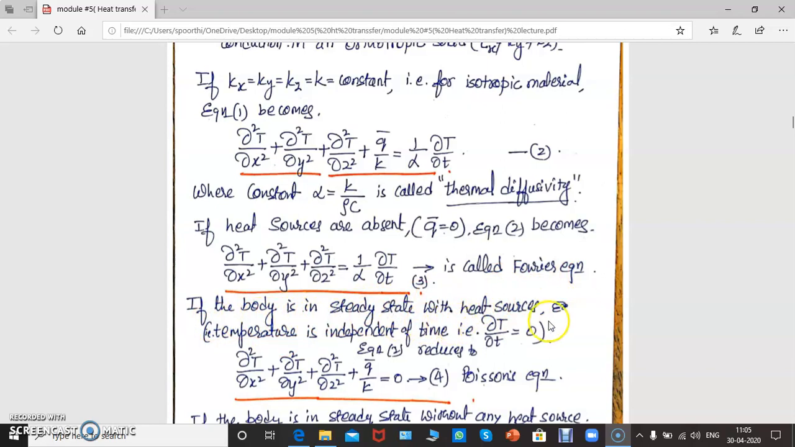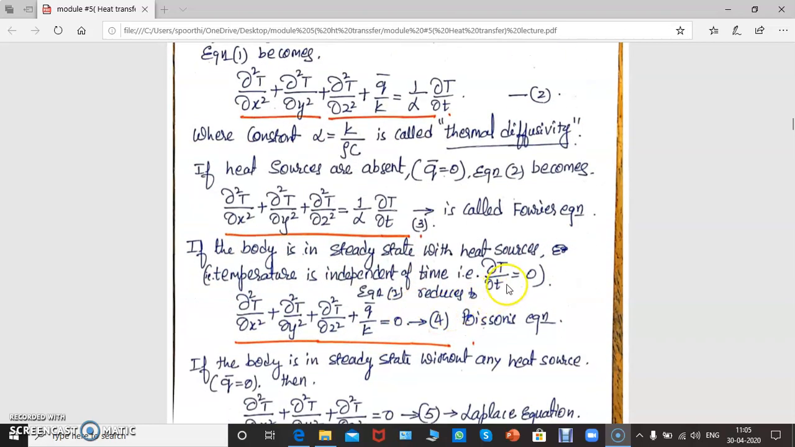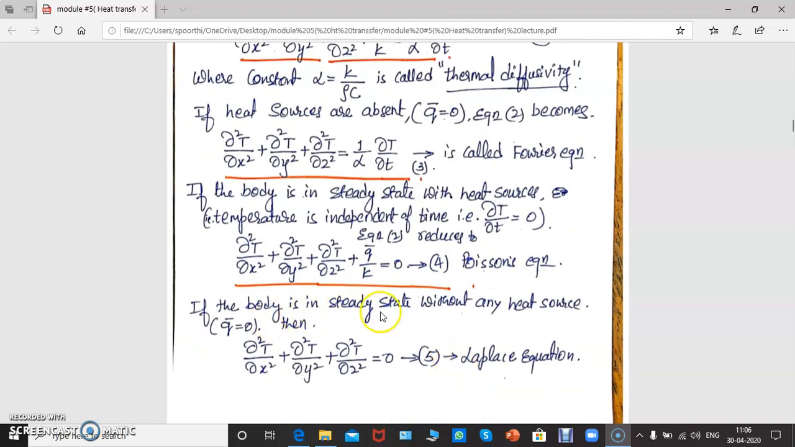And if the body is in steady state with the heat source, that is dou capital T by dt is equal to 0, as I said, temperature is not going to change with time. In this case you get equation 4, which is called Poisson's equation. Now, if the body is in steady state without any heat source, then you get equation 5, which we call the Laplace equation. So, these 1 to 5 are the partial differential equations related to heat transfer. Based on these 5 equations, almost all the equations related to heat transfer are derived.